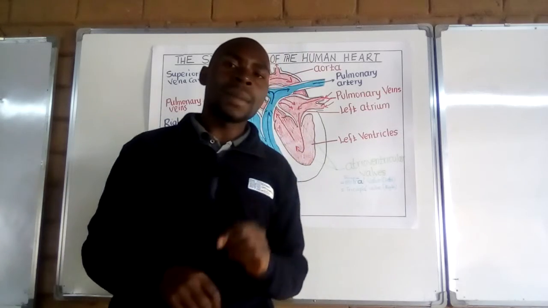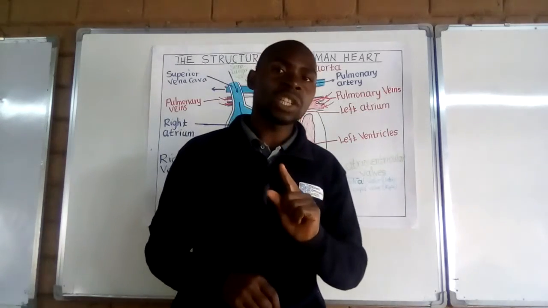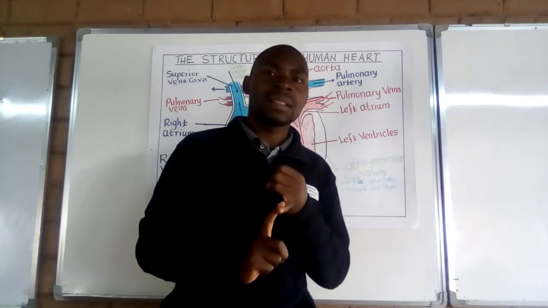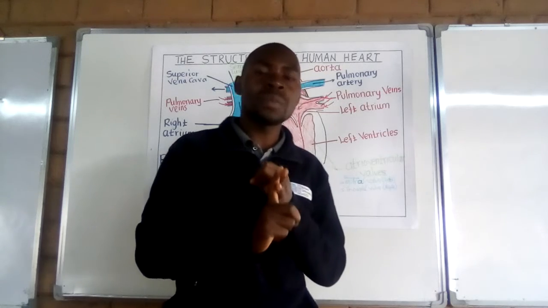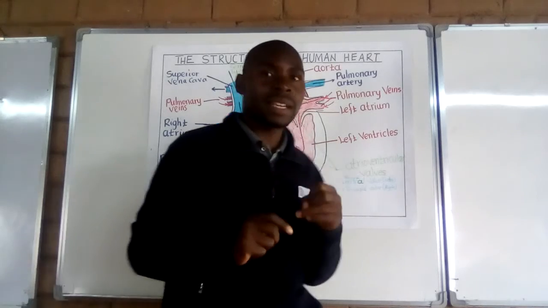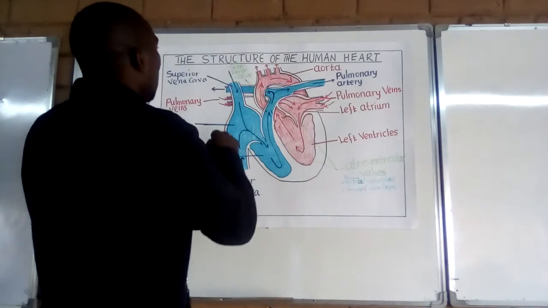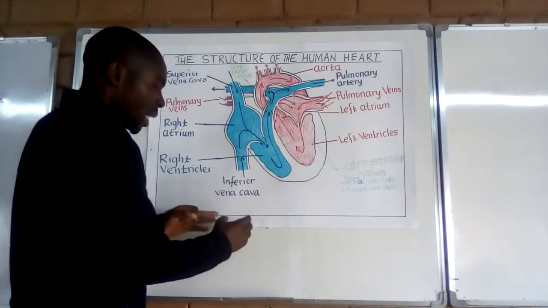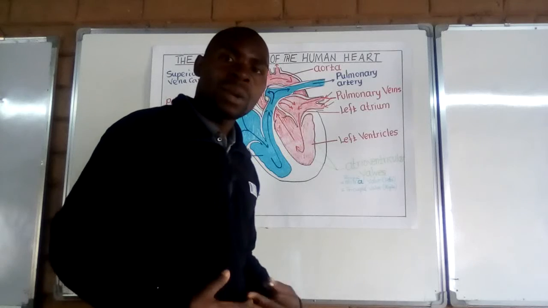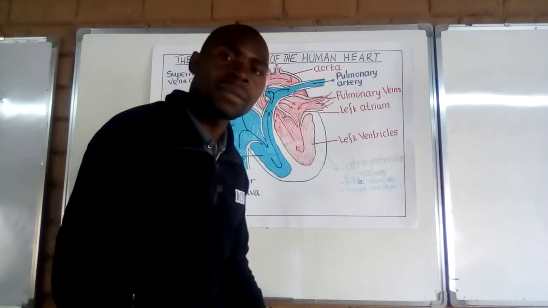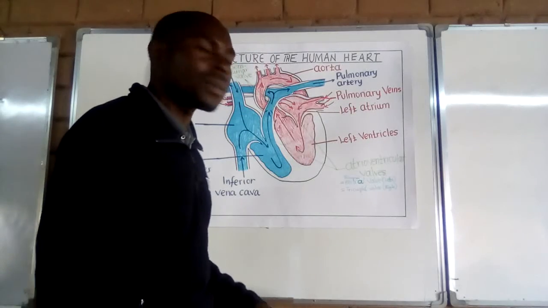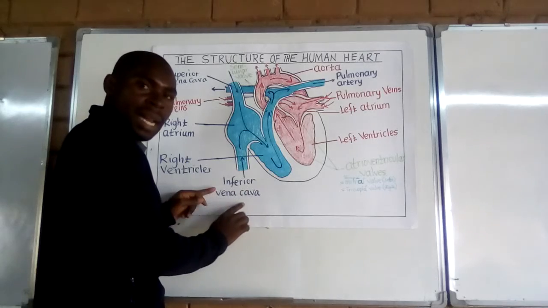Remember, before we go there, the function of the valves is to regulate the flow of blood and also to prevent the backflow of blood. We are together there, understand? Now, deoxygenated blood from the limbs, meaning the hind limbs, the legs, the lower part of the body, enters the heart through the inferior vena cava.